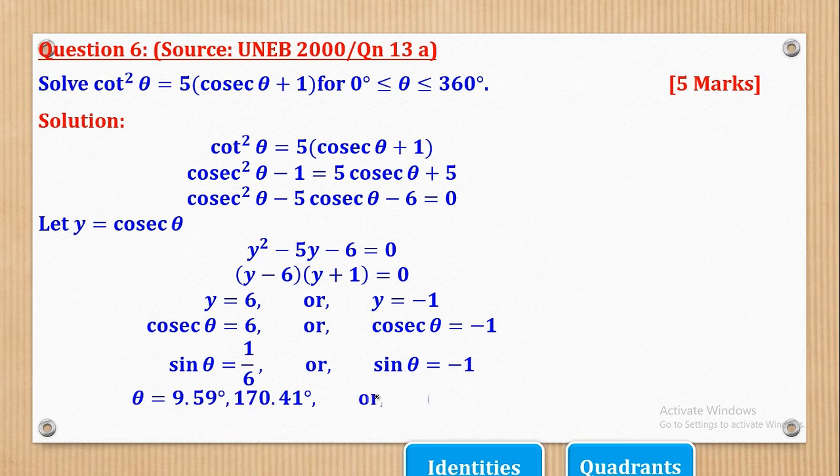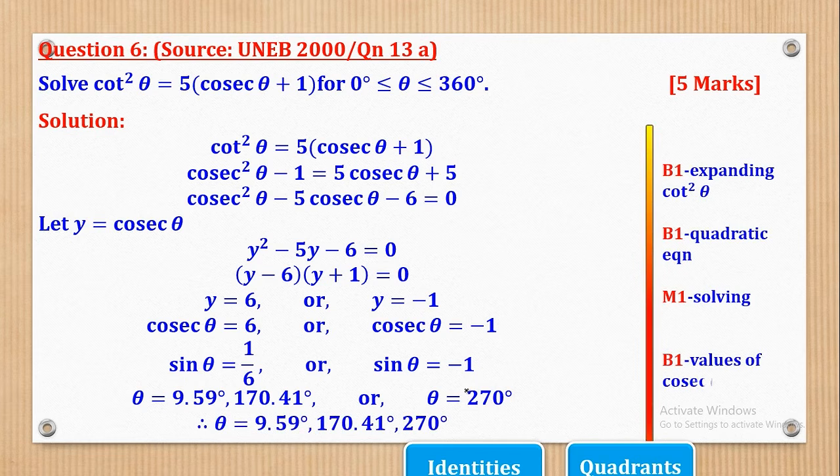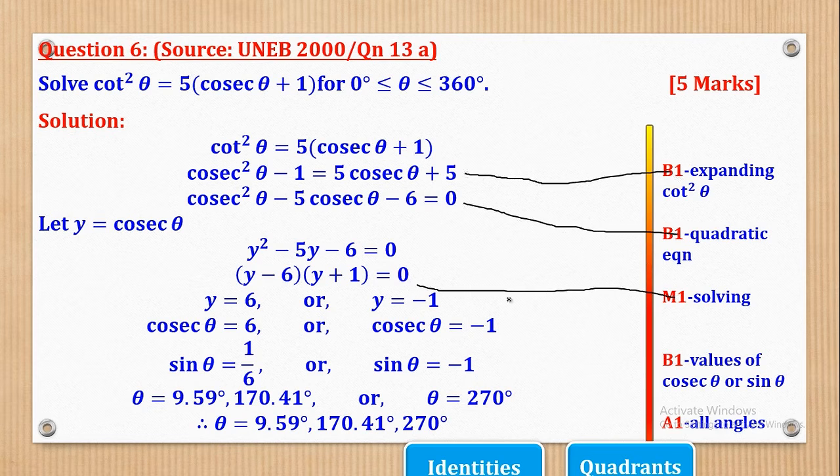Then from there, for sine theta equal to 1 over 6, these are the angles, and for sine theta equal to negative 1, these are the angles. So basically that's what they wanted. Now let's see how much can be awarded. So this is for expanding, and this one is for the quadratic equation, and this one is for solving, and this one is for the values of cosec theta, and this one is for all angles, correct?